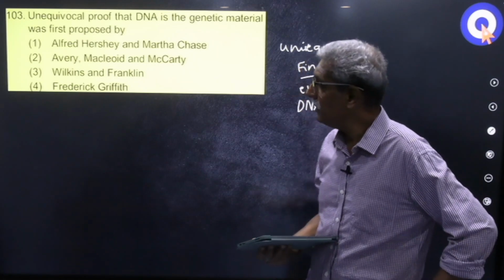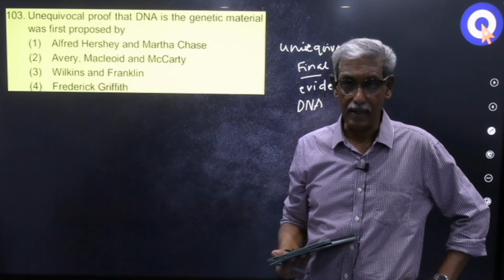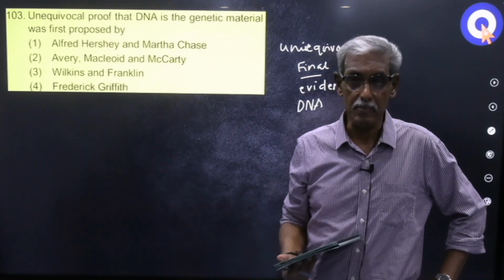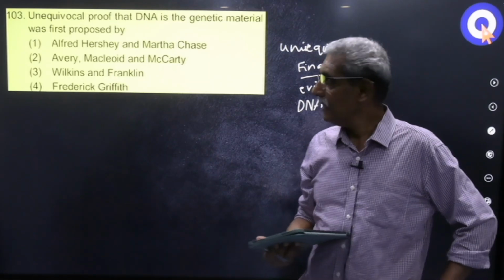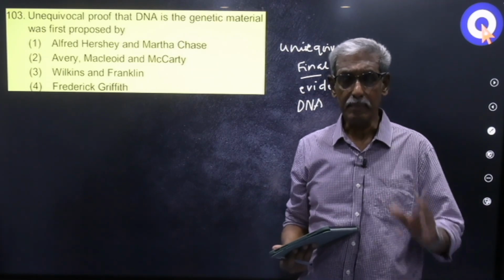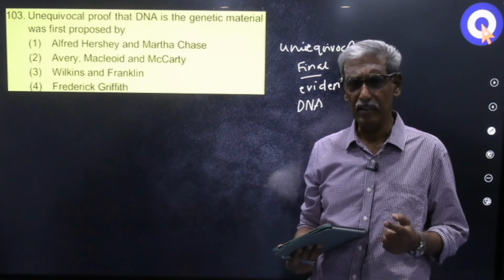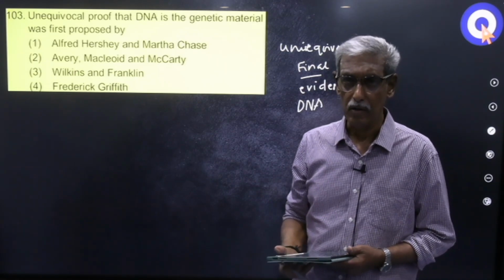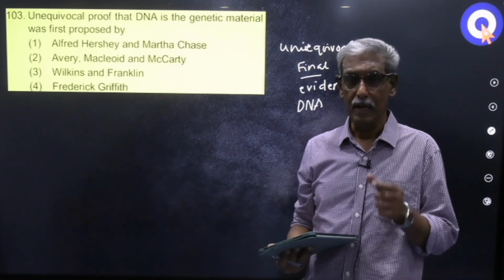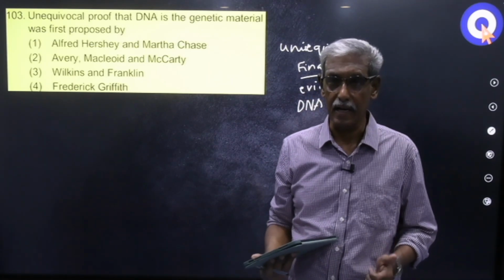Prior to that, we had Avery, MacLeod and McCarty. If you remember their experiment, they took the transforming principle and said that the transforming principle is the DNA. It was based on the experiment of Griffith. Griffith said there is something called a transforming principle which killed mice. That was the first basic experiment to establish whether DNA is a genetic material. They only knew that there was a transforming principle and could not convince whether it was the DNA, RNA or the protein.